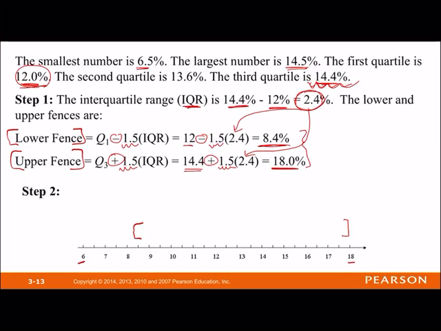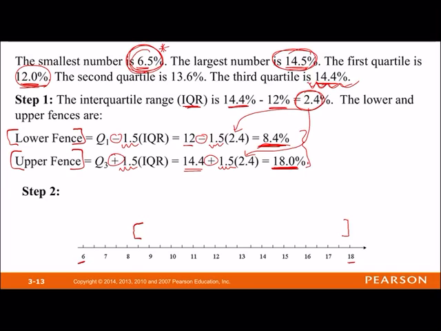But why did I draw those fences? I drew those fences to see if I have an outlier. On the top side, do I have any data value that was greater than 18? Nope. Your largest number was 14.5, so nothing lies above the 18, so there's no outlier above your upper fence. But your lower fence is 8.4. If you look back at your list of numbers, you have one number that is lower than 8.4 in that list. It's that 6.5. So 6.5 is an outlier.